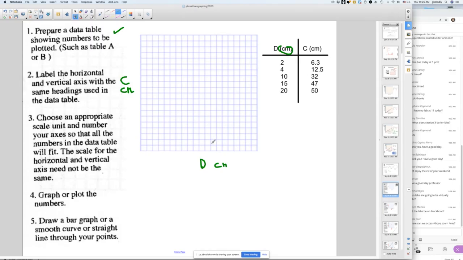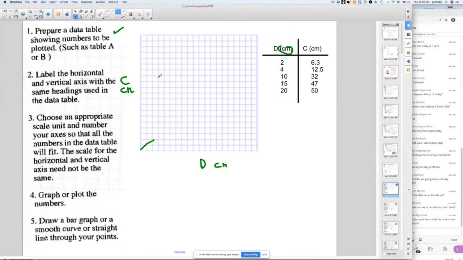Make a scale. In other words, on D, you're going up to 20, you want to make a scale so you can get up to 20. And you don't want the whole graph to be in a tiny part of it. You want to use as much of this as possible. Going up on the circumference, you want to get as high as 50, so you'll have a different scale. All right? So choose an appropriate scale unit and number your axes.